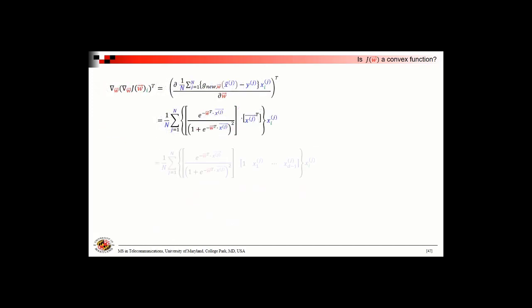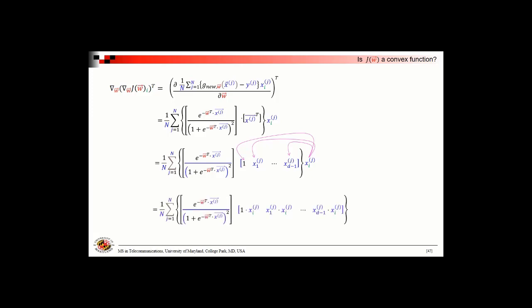This is what we have so far. What I'm going to do is take that x feature vector transpose and write it out element by element. In other words, the bias term, and then the first feature for the jth instance, and the second feature for the jth instance, all the way to the d minus 1 feature for the jth instance. Now I'm going to distribute x sub i sup j into this vector, because it's just a vector multiplying a scalar. Now I have x sub i sup j times each one of the terms of that vector.